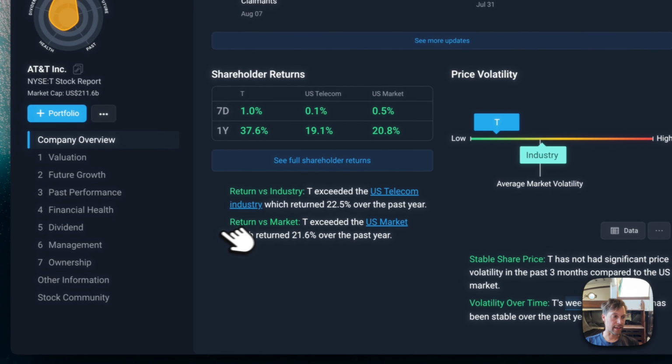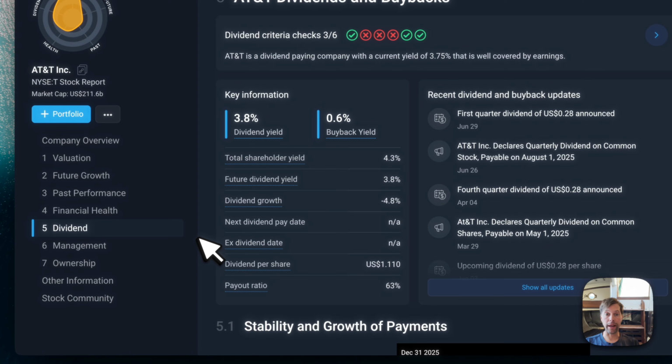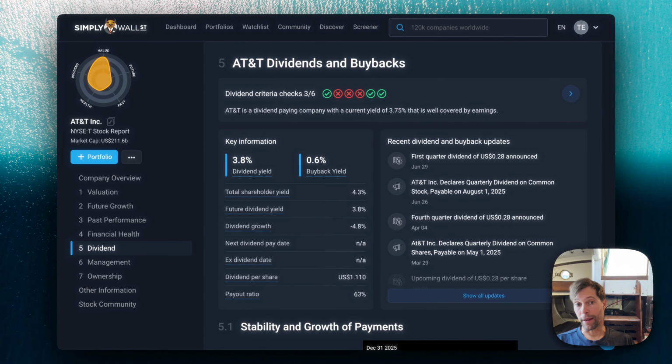Now, the next section we're going to look at is, of course, the dividend section, which we can get to here. And by the way, of course, I'm on my laptop, but you can do this on a mobile phone. It's exactly the same on mobile and on desktop for Simply Wall Street. So now we're in the dividend section. This section does also include buybacks. We'll look at that in a bit.